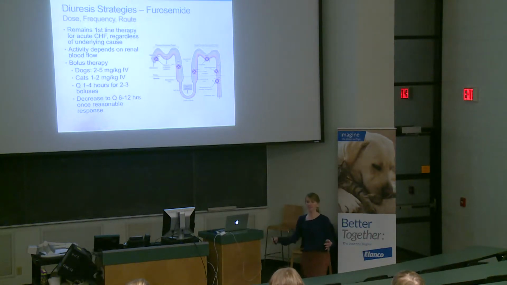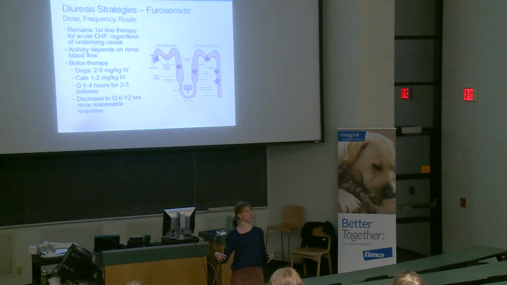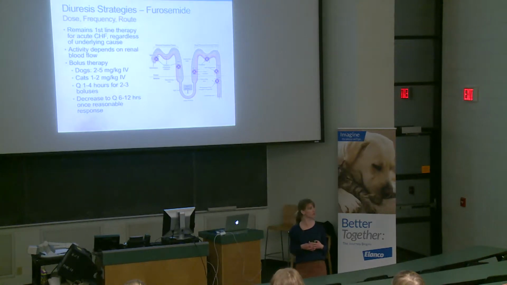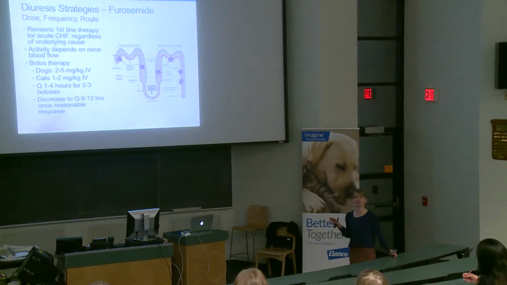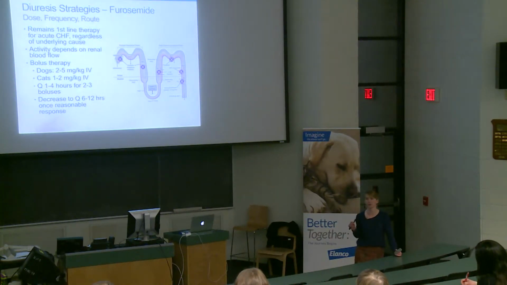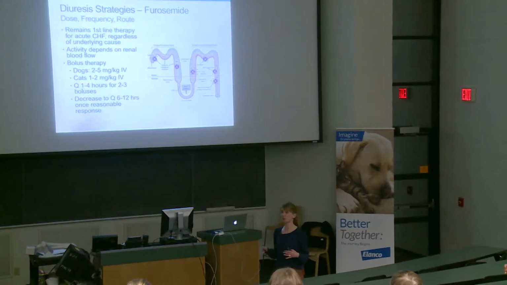And one of the ways that you're probably administering it is as bolus therapy. So for bolus therapy, we are usually choosing doses for dogs on the order of 2 to 5 milligrams per kilogram. And for cats, we're usually on the order of 1 to 2 milligrams per kilogram. So less in the cat. And in terms of how we administer bolus therapy, for myself, I may be doing something on the order of every 1 to 4 hours for the first 2 to 3 doses.